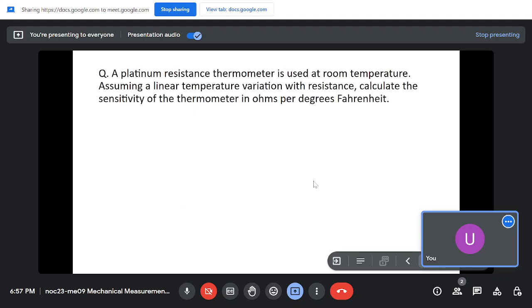So moving on, we have a platinum resistance thermometer used at room temperature. Assuming a linear temperature variation with resistance, calculate the sensitivity of the thermometer in ohms per degree Fahrenheit. So we need to calculate the sensitivity of a platinum resistance thermometer used at room temperature.